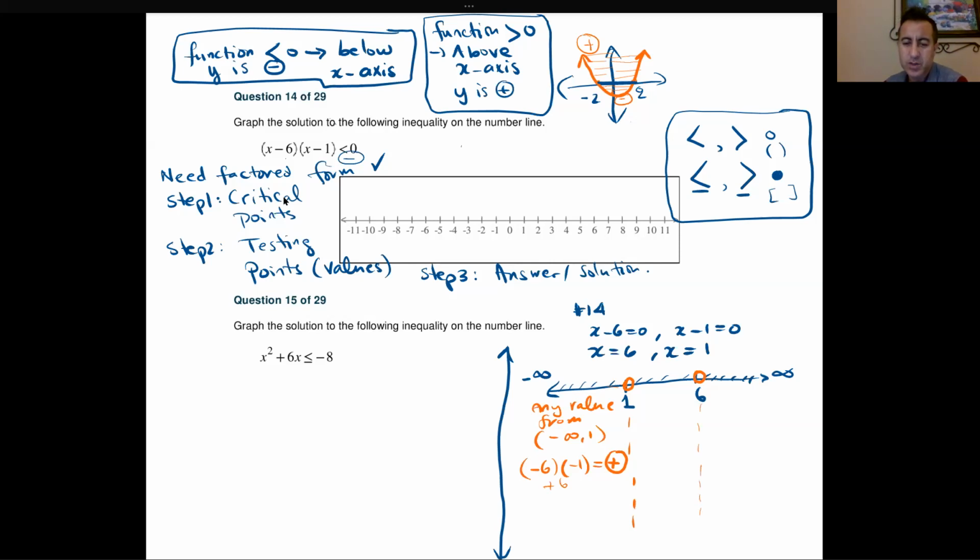So between 1 and 6, you'll try 2. Let's say I'll try 3. So here I tried 0, and let's try 3. So 3 minus 6 and 3 minus 1, that's negative 3, and that's a 2. Again, that's a negative 6, I mean. It's negative.